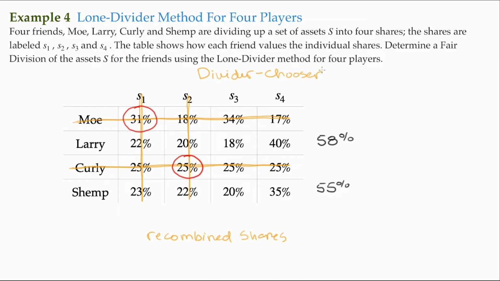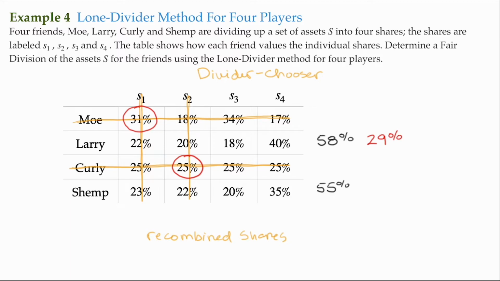And again, because of the divider-chooser method, it's always better to be the chooser. Then whoever is divider should be determined randomly. And again, that could simply be a coin flip. Now, the best that the divider can do is guarantee themselves at least half of the combined asset here. So let's suppose that Larry is the divider, then half of 58% is 29%. So Larry guarantees himself 29% of the asset. Shemp would be the chooser. Shemp is guaranteed at least 29%.